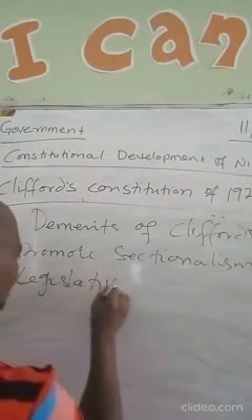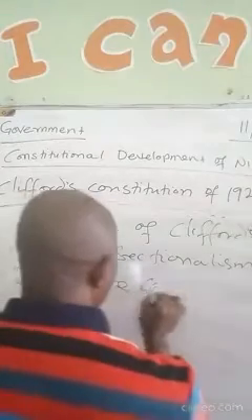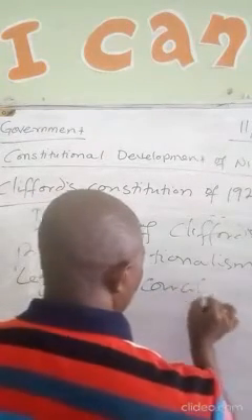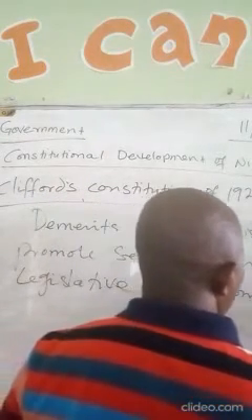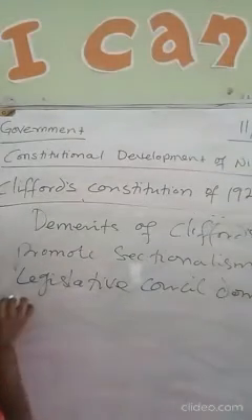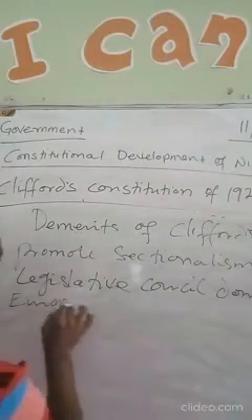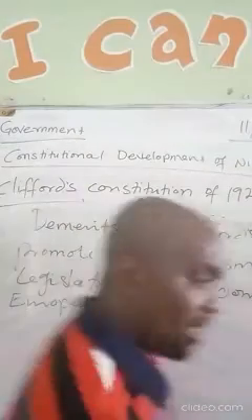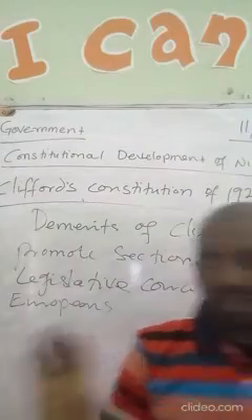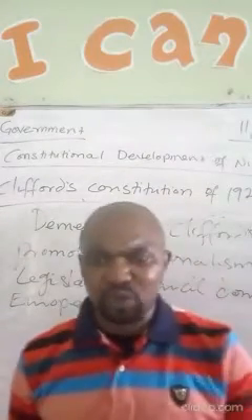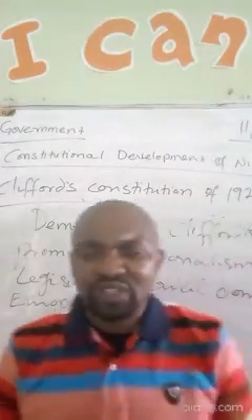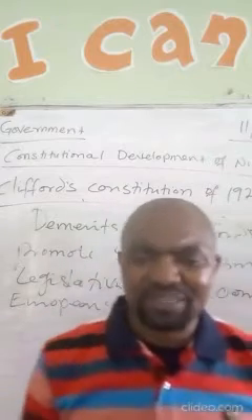Legislative Council dominated by Europeans. Now, there are 46 members of the Legislative Council. Out of these 46 members, 36 were Europeans, only 10 were Nigerian. So the Legislative Council was dominated by the Europeans.